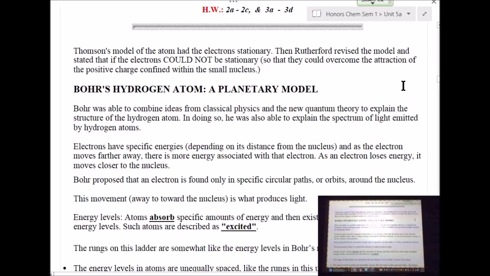So Thompson's model of the atom had the electrons stationary. Then Rutherford came along and said his was like electrons were going around the atom like bees around a hive. And we know that they can't be stationary or that they can't be random. So we're going to start talking about Bohr's model of the atom, and Bohr was a student of Rutherford, and he improved upon Rutherford's model.